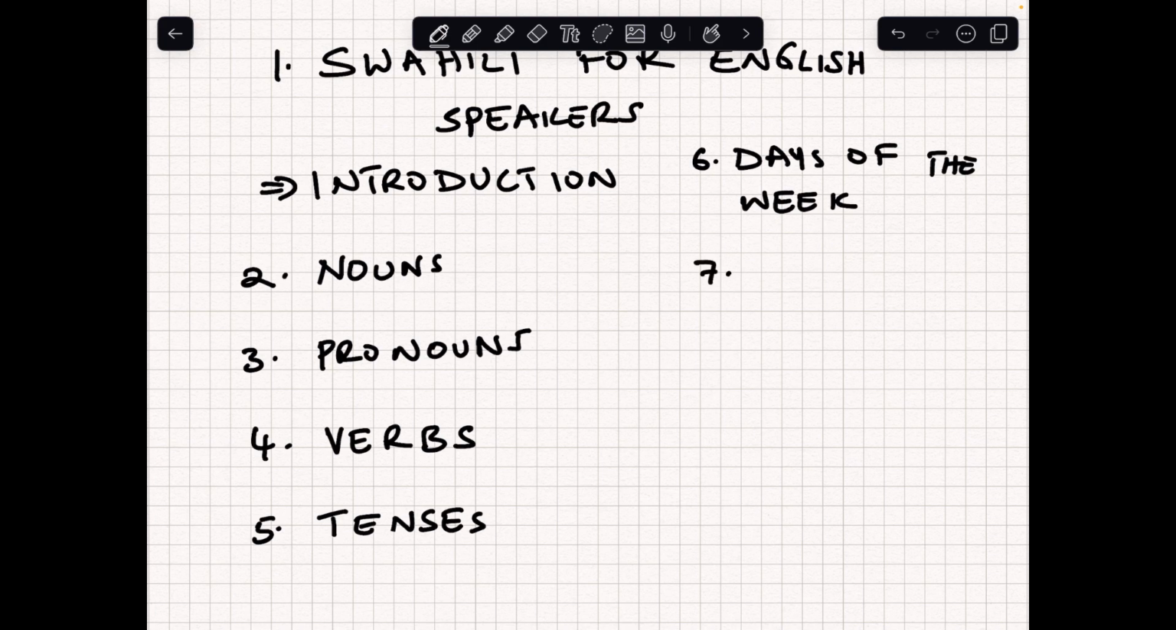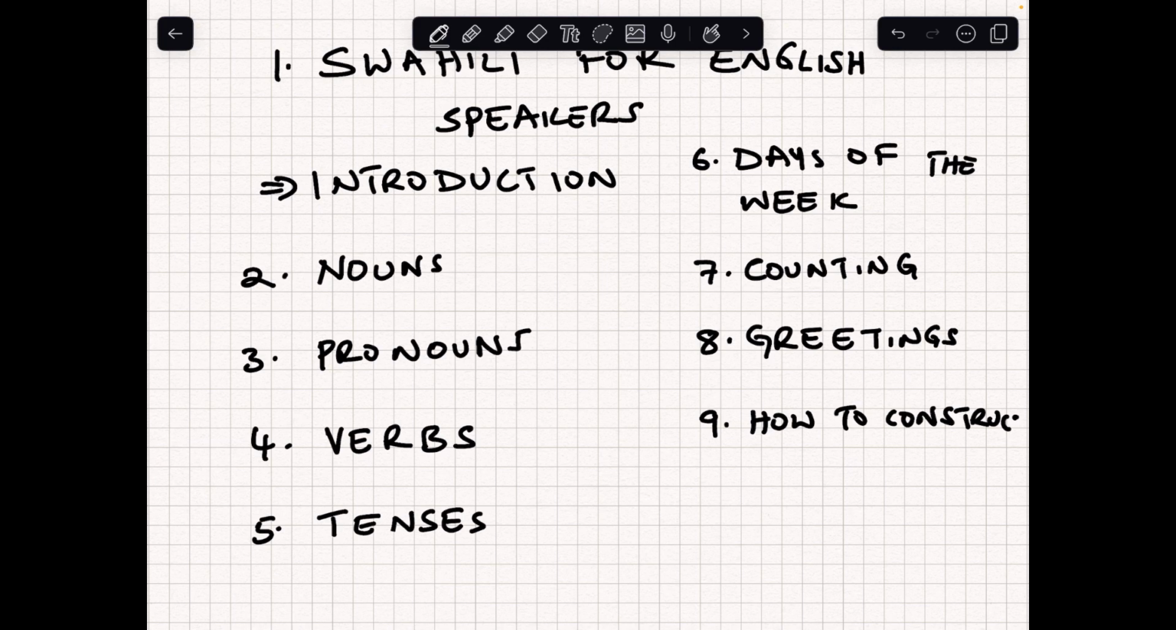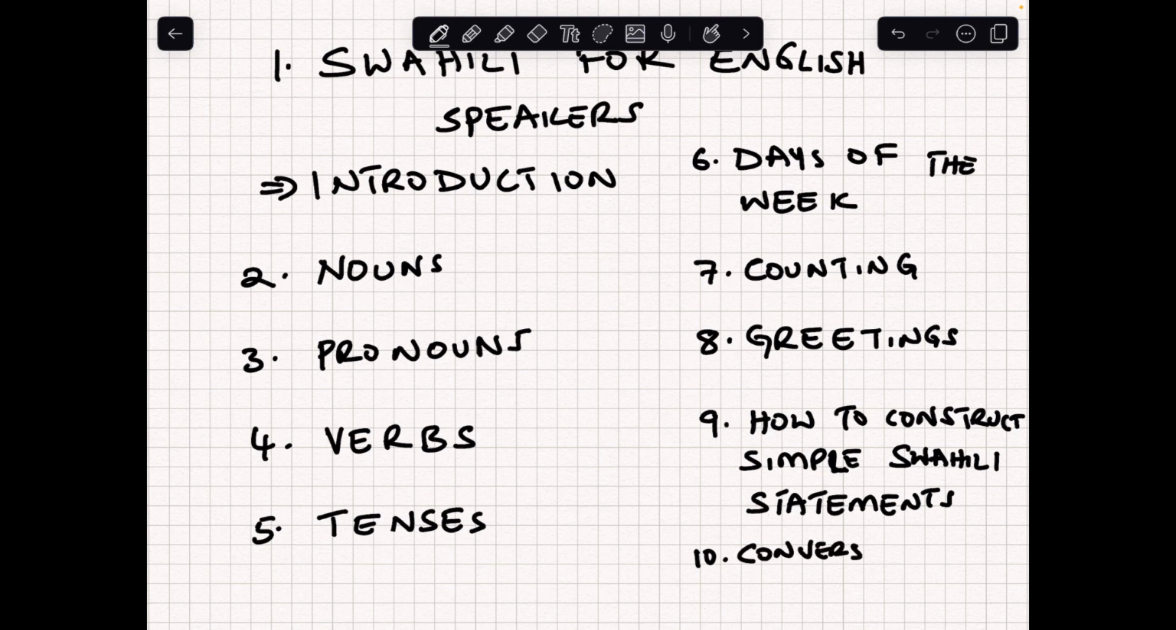Number seven, we will look at counting in Swahili. Number eight, we will look at greetings. Number nine, we will start combining all these sections together and look at how to construct simple Swahili statements. And then the last lesson in this series will be conversion of English to Swahili.